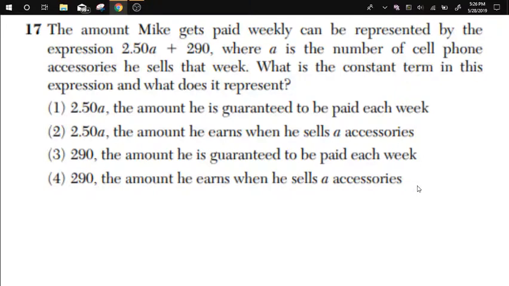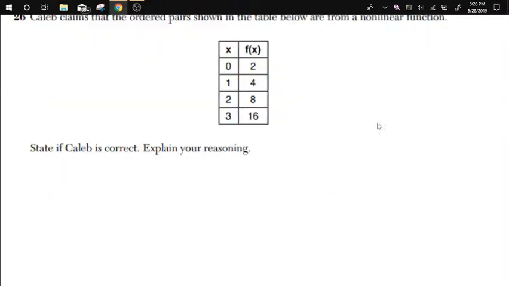Alright, let's move on to another one. Caleb claims that the ordered pairs shown in the table below are from a nonlinear function. State if Caleb is correct. Explain your reasoning.